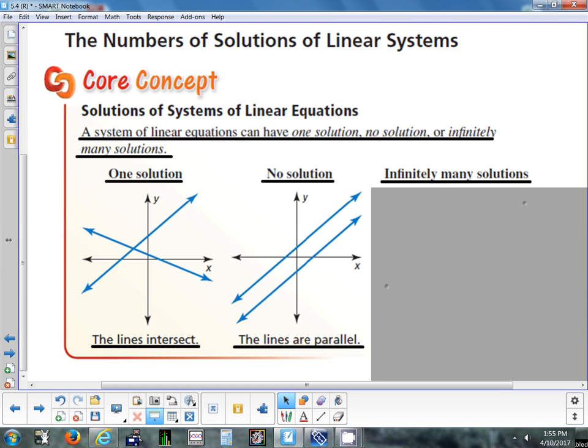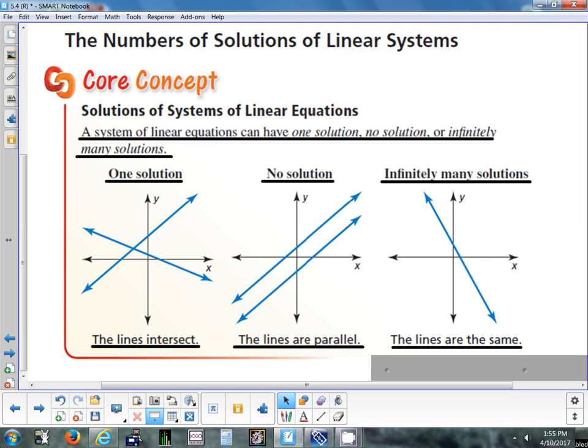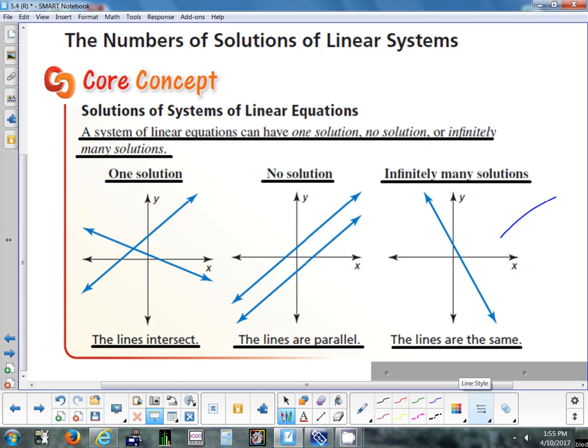Okay, so we've got one solution, we've got no solution, and the last case is infinitely many. How can two lines cross each other forever? If they're the same line. Okay, that one's kind of hard to see, but pretend like you have two lines and you draw them right on top of each other. So this case, this is the one that we've been doing all along. This is just the normal case where you end up with one solution. No solution and infinite solutions.